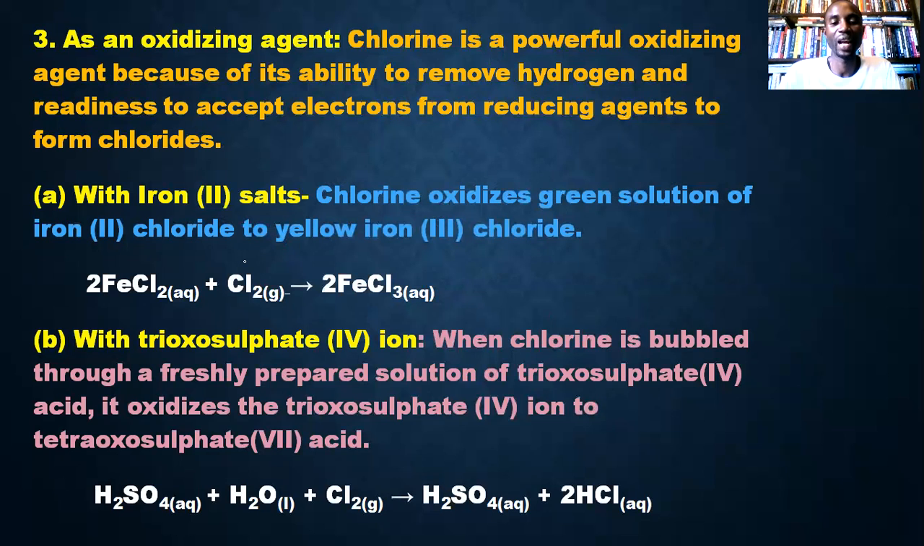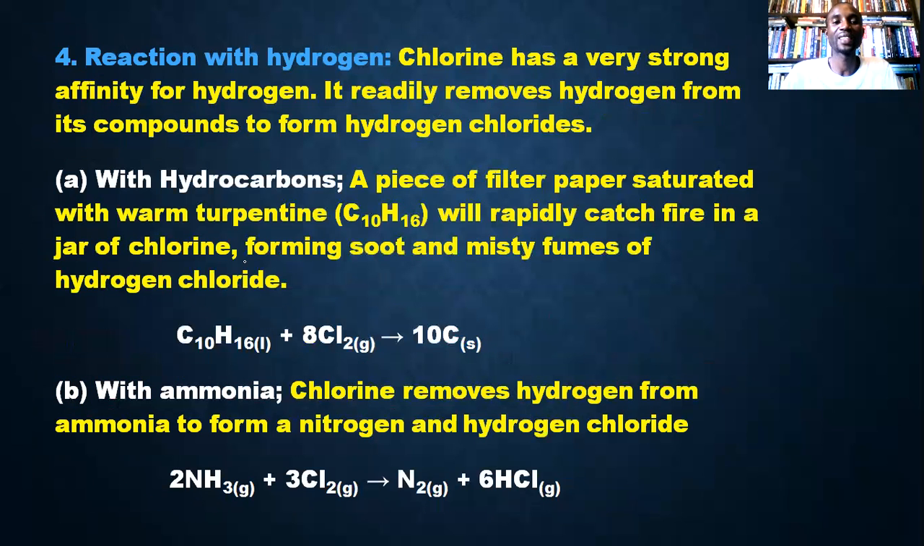When chlorine is bubbled through a freshly prepared solution of trioxosulphate(IV) acid, it oxidizes the trioxosulphate(IV) to tetraoxosulphate(VI). So it's a strong oxidizing agent. It's what we are trying to prove in this particular reaction.